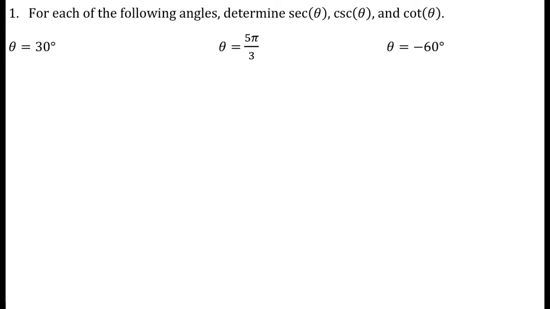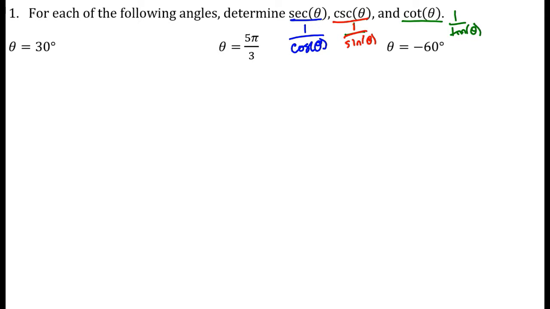For each of the following angles, determine the secant of theta, the cosecant of theta, and the cotangent of theta. Well, to figure out these trig functions at these angles, we need to know what they are. The secant of an angle is the reciprocal of cosine. The cosecant of an angle is the reciprocal of sine. We take sine and we flip it. And the cotangent of an angle is the reciprocal of tangent.